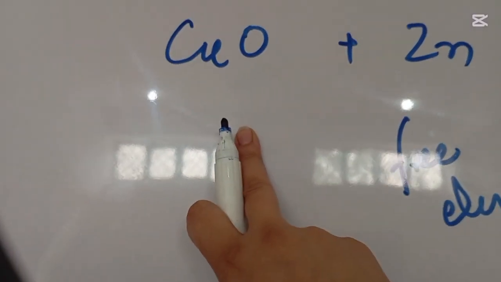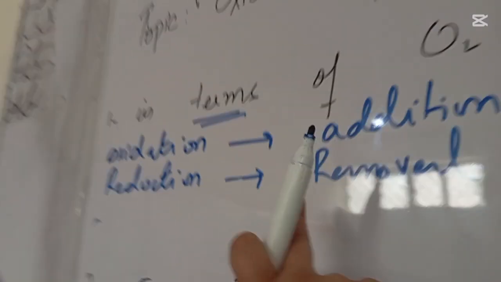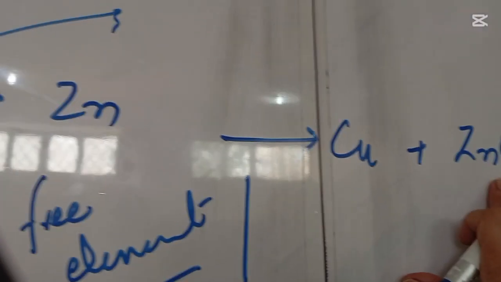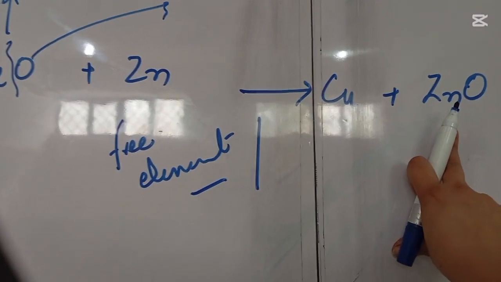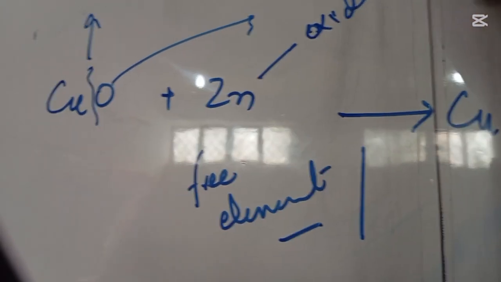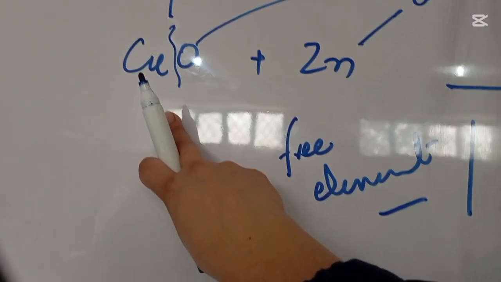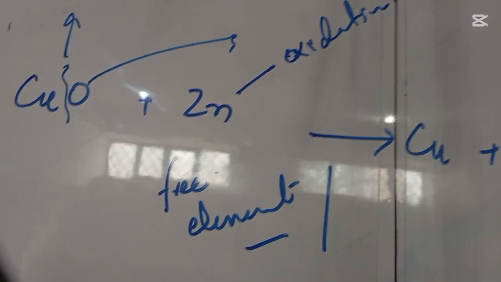So in this reaction, the oxygen from the copper was removed. The removal of oxygen refers to reduction, so reduction took place here. Whereas in zinc, the oxygen was added, if you look at the other side of the chemical equation. So oxidation occurs with zinc, in which oxygen was added. We can say that copper undergoes reduction and zinc undergoes oxidation.